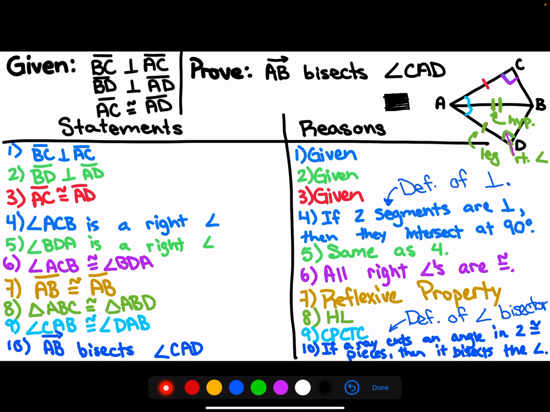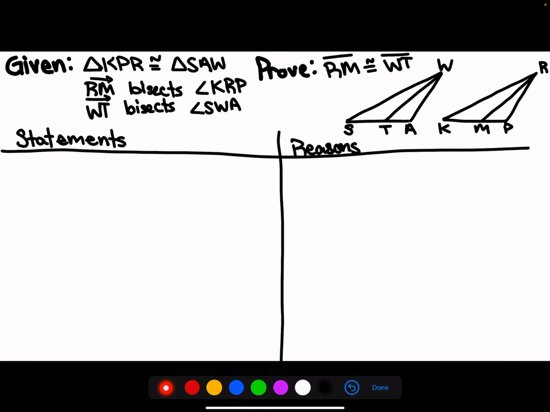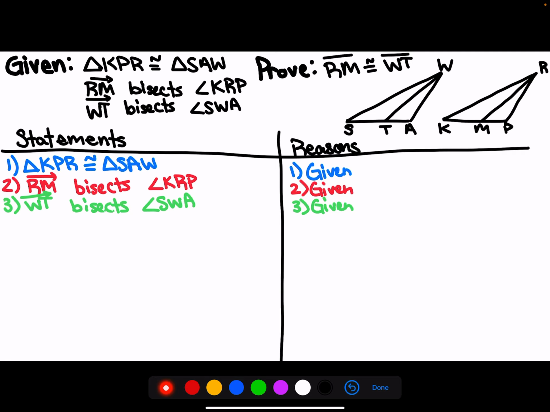All right, next up. Given triangle KPR is congruent to triangle SAW, ray RM bisects angle KRP, and ray WT bisects angle SWA. Prove RM is congruent to WT. So first off, I write out all my given information. Now from here, I see bisect. RM bisects angle KRP. Well, if that's the case, angle KRP is being cut perfectly in half.